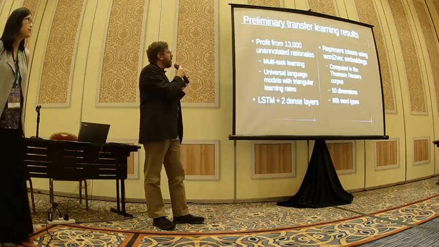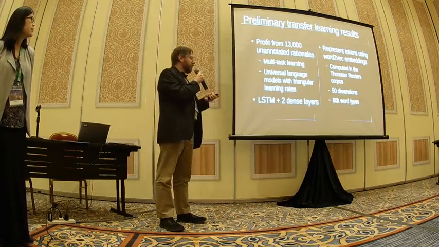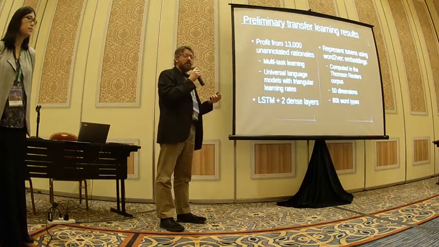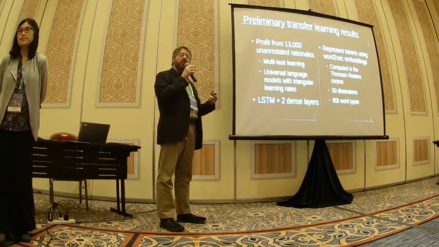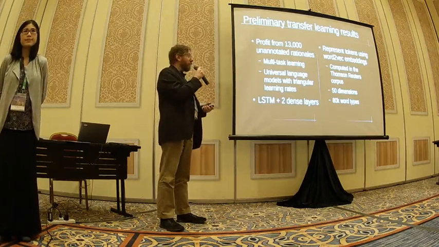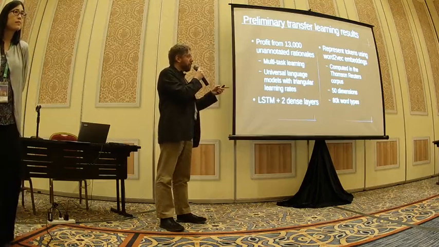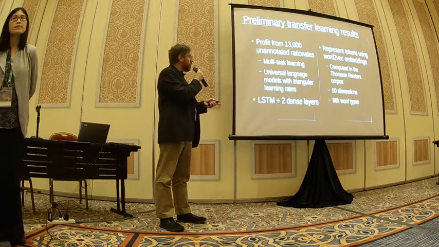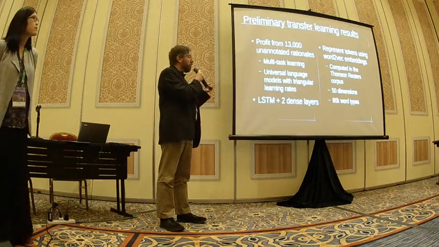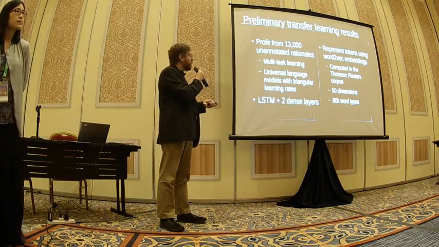And then the other thing is, by the time I was looking into this, I had just finished writing a textbook on feature engineering, and I was curious to try things similar to feature engineering, but with deep neural networks. So I looked into transfer learning, using the Thomson Reuters data to compute the word2vec embeddings, and ULMFiT, the universal language models with the triangular learning rates.